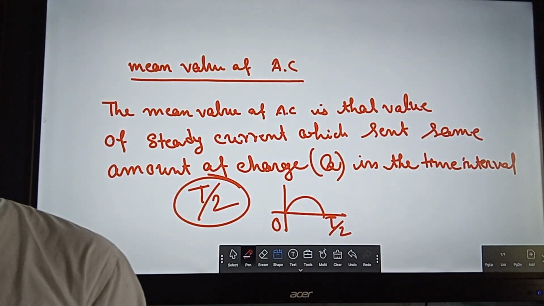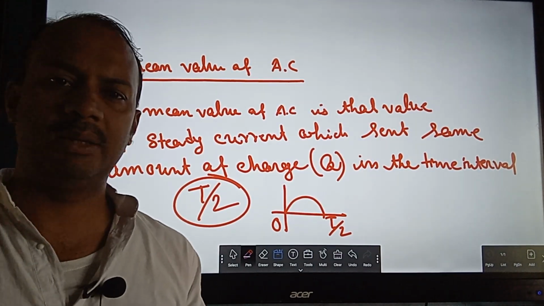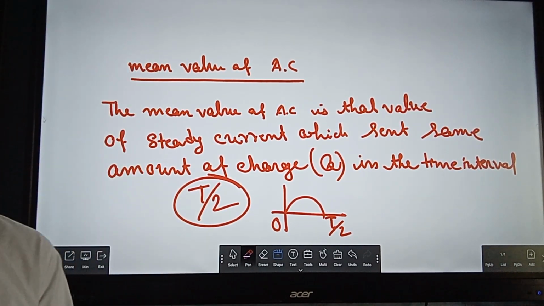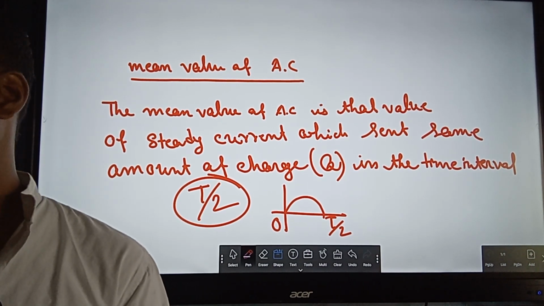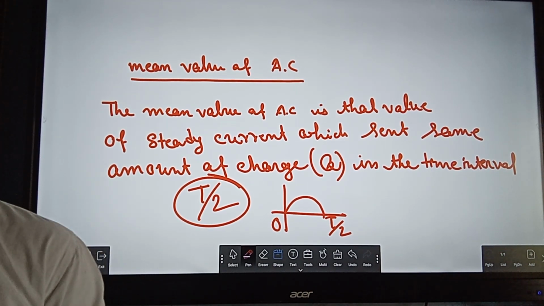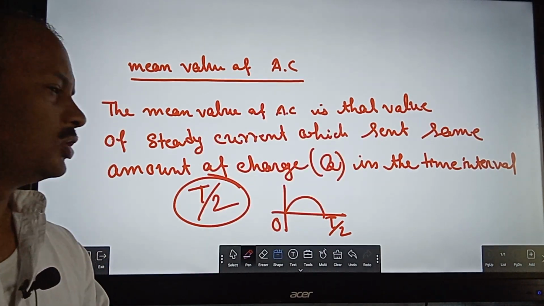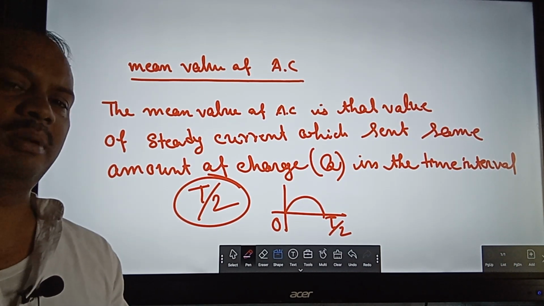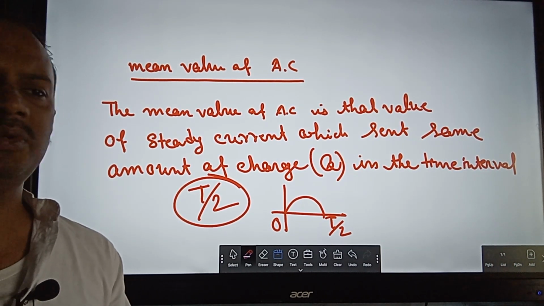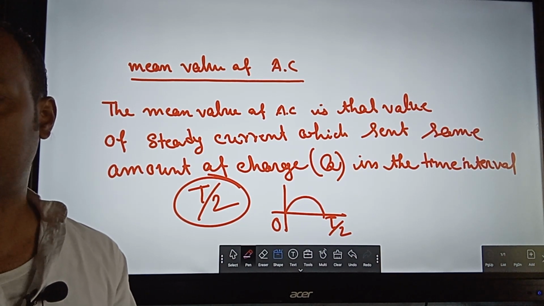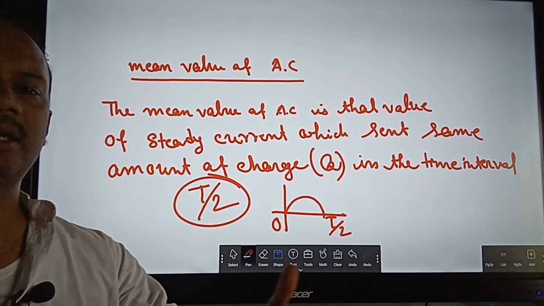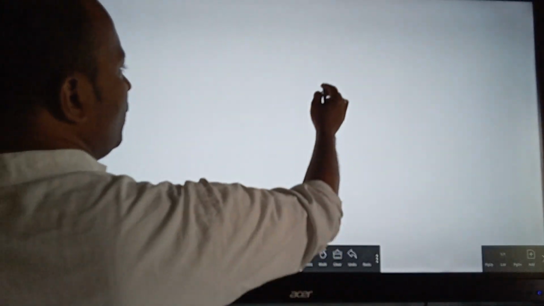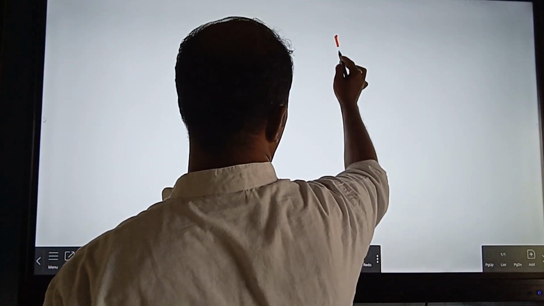So how can we find out the mean value of the alternating current? First we gave the definition of the alternating current. Hereafter we give the expression for the mean value. To give the expression of the mean value of the alternating current, first we draw the I-T graph for the time interval T by 2. Now look at this.